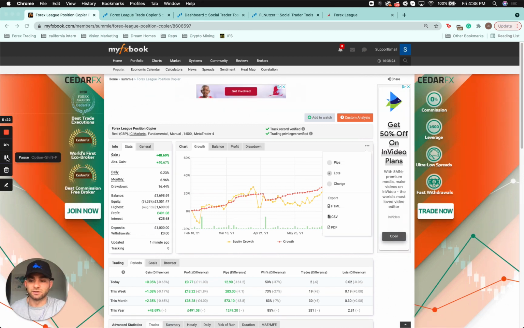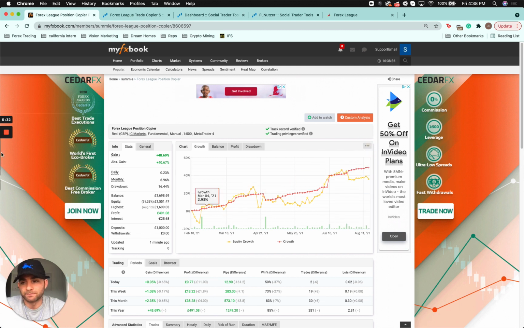All right, let's take a look now at an FXBook. This is an account that has been connected to the Trade Copier, and to this point has grown about 48%.